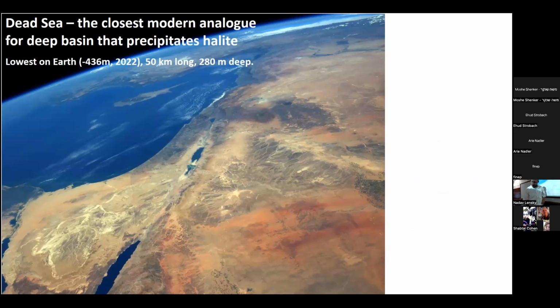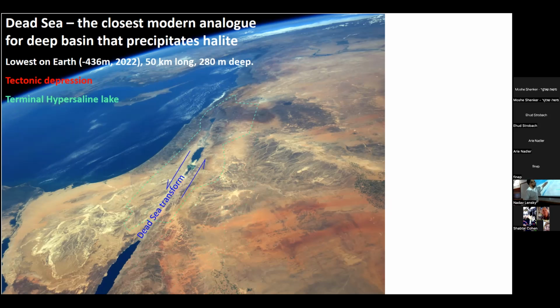So let's go to our playground, the Dead Sea. It's the lowest place on Earth, a tectonic depression. So we are sitting on a plate boundary, and along this plate boundary we have several water bodies that lie along this tectonic depression. The saltiest one is the Dead Sea, and we are exploring that in this case.